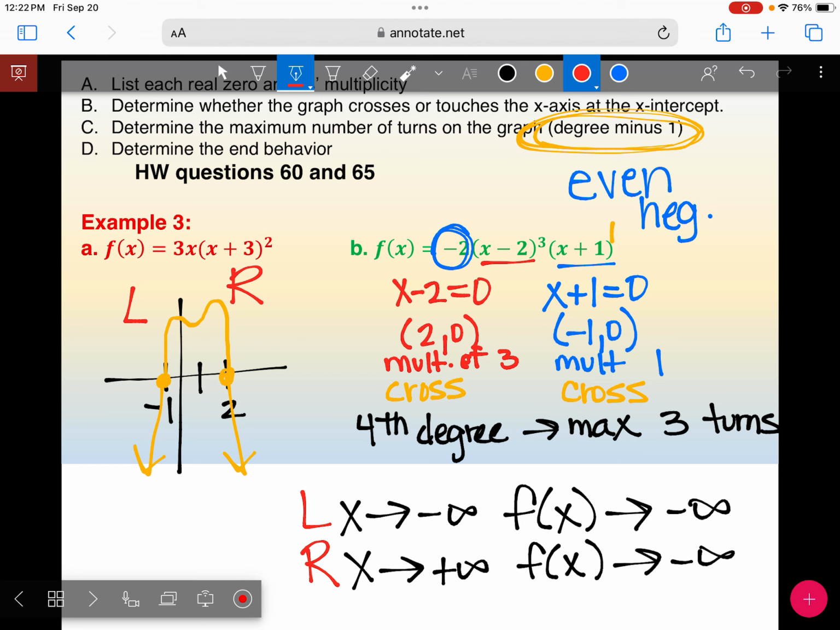One thing that I like to think of is whatever this says, this tells me the right. And if it's even, the left is going to do the same thing as the right.